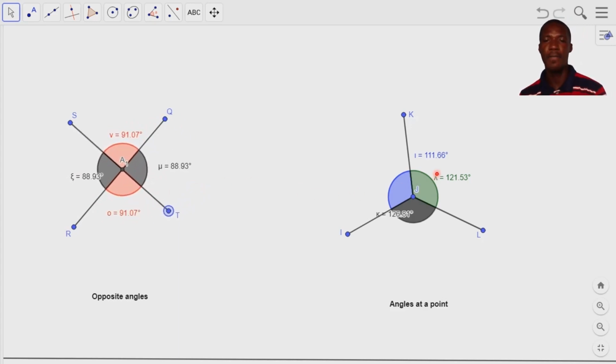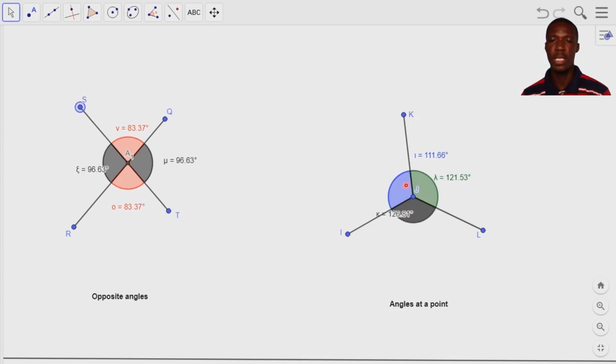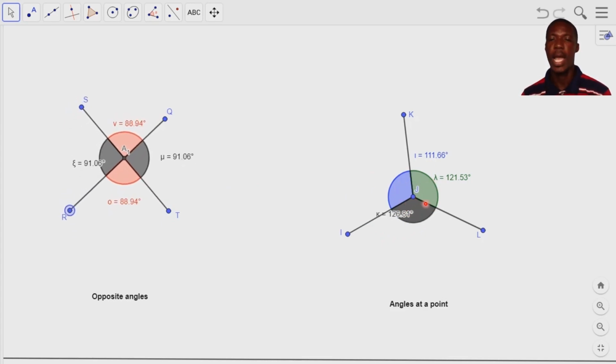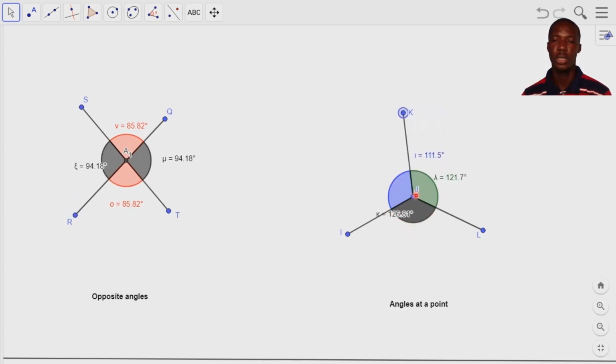Now we also have angles at a point. All the three angles we see are at the point J and they sum up to 360 degrees. That is, they make a complete revolution. So all angles that are at a point will sum up to 360 degrees. We can have different combinations as the rotation of the points indicates.